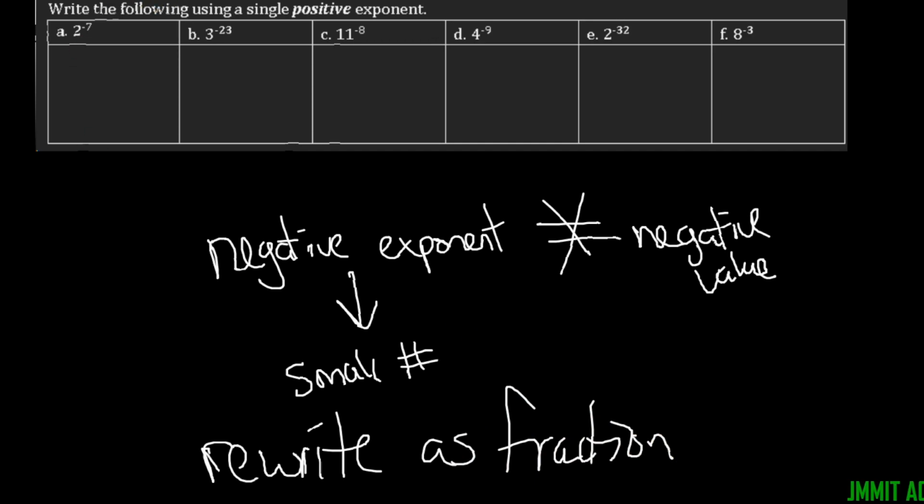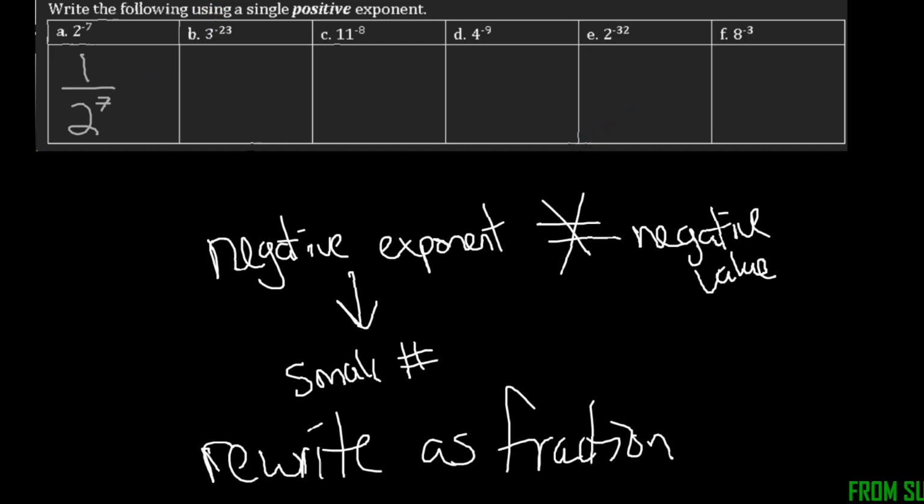So again, real simple. For this first one, instead of 2 to the negative 7th, I'm going to rewrite it as 1 over 2 to the power 7. Notice how I have a positive exponent, and it's just going to be the only exponent I have. Same idea with the next one.